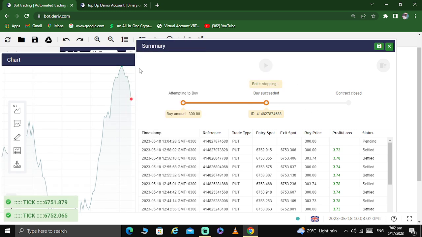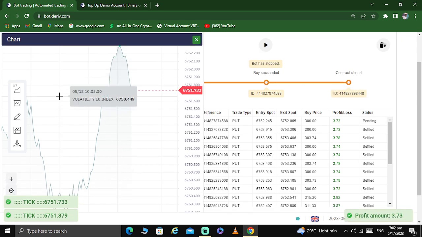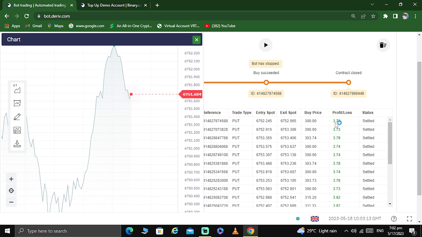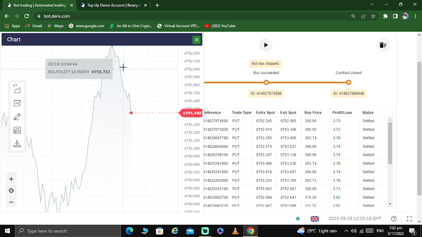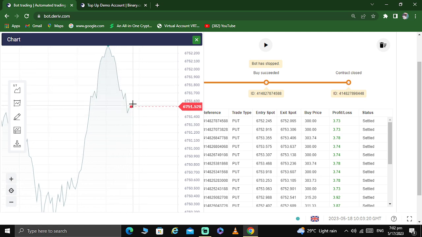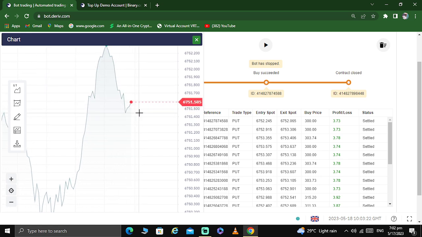So when it moves down with a huge spike like that, you have to stop the bot. As you can see, this is the run I've just made right now. It has just made a profit of 3.73. I had to stop it because of this high tick towards the downside. So I'm waiting for things to cool down and see if I can make another run.